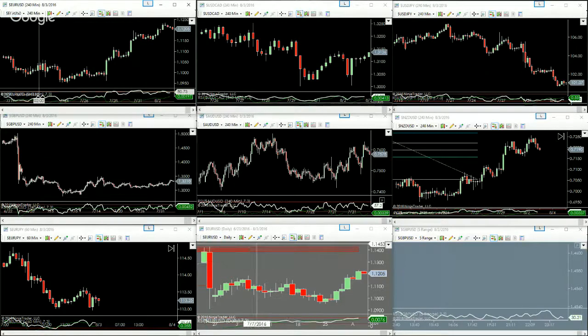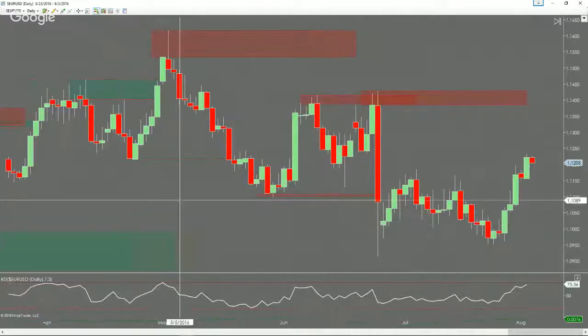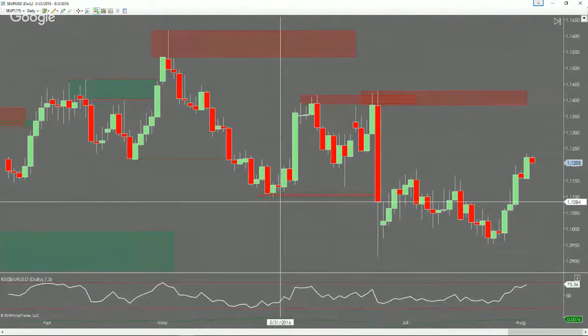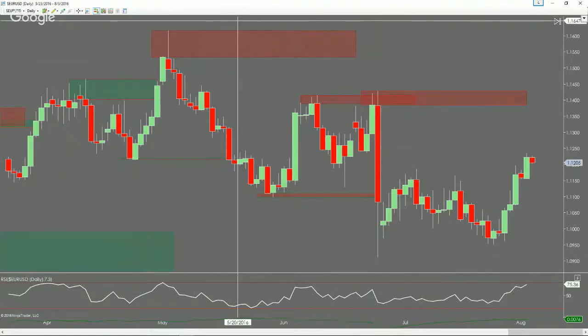Let's go ahead and get started. Let's start in the Euro Dollar, the daily chart. We did pass that previous support level right here, and we're now testing this small level of structure right here.